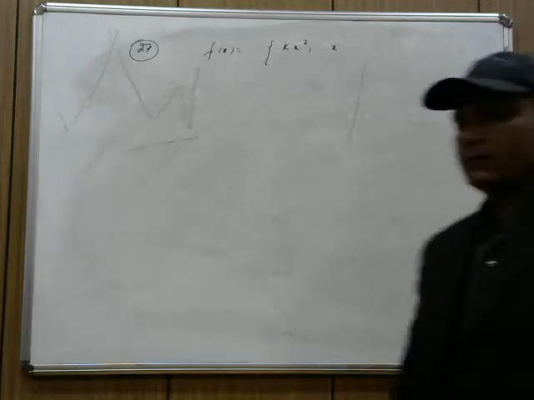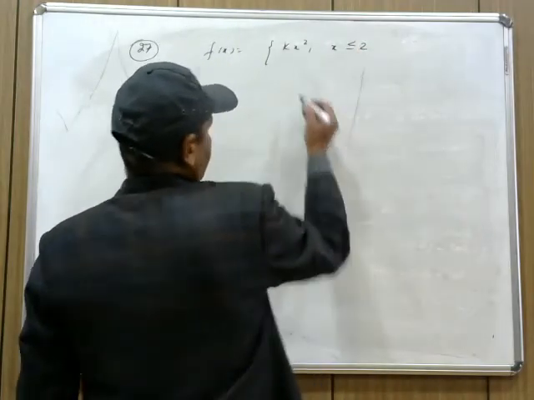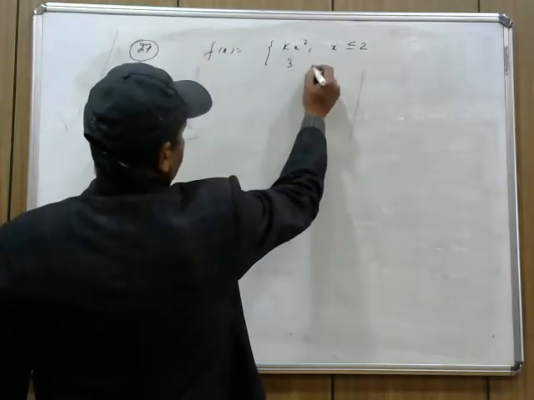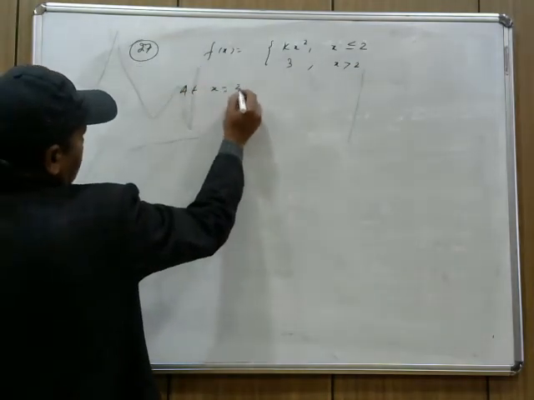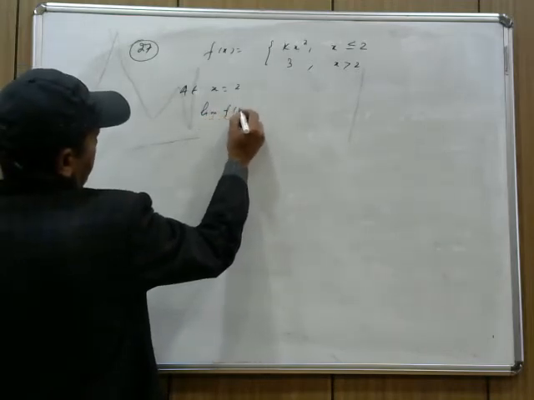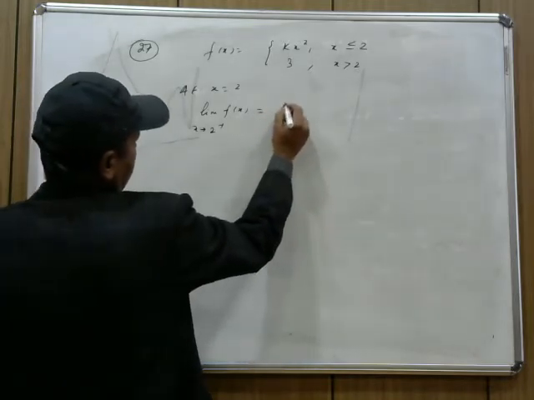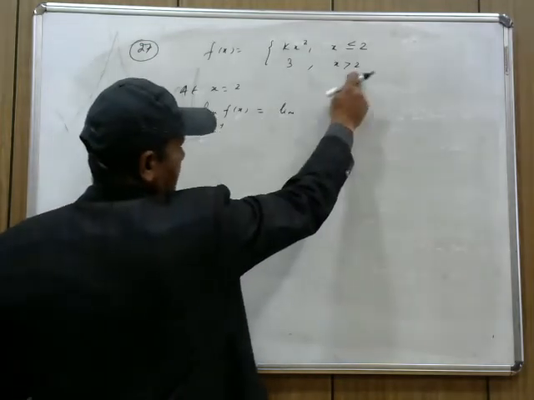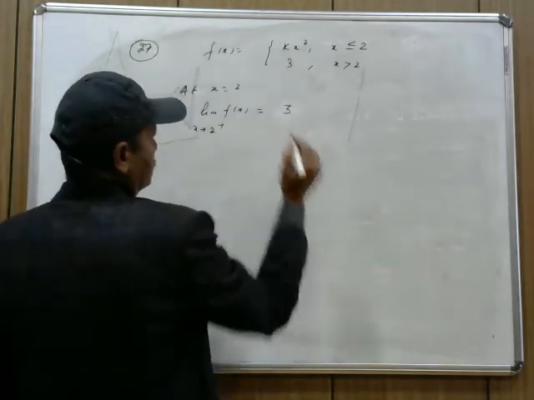kx square provided x is less than equal to 2, and the second part of the given function is 3 when x is greater than 2. Okay. Now at x is equal to 2, limit of f of x, x tends to 2 plus. Now limit when x is 2 plus, that means what? x is greater than 2. Simply I can write now directly 3, nothing to do, is equal to 3.